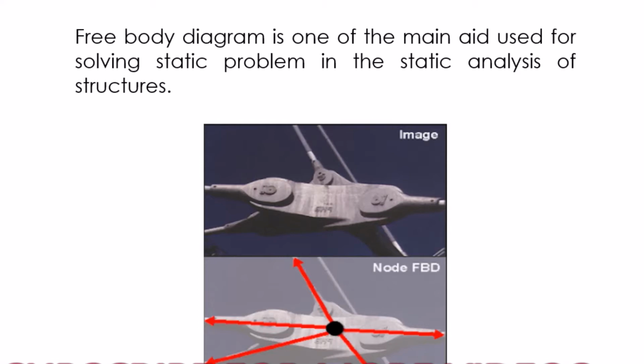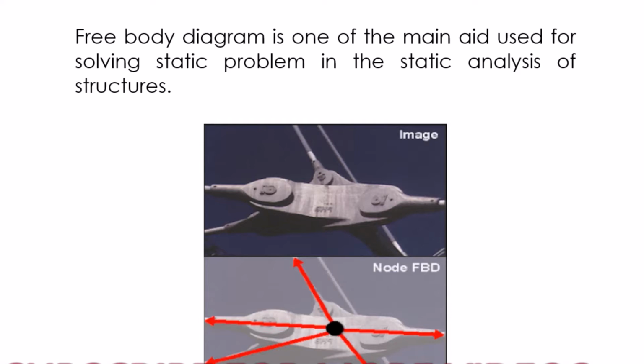Free body diagram is one of the main aids used for solving static problems in the static analysis of structures. Now, what is static analysis? It is the analysis of any particular body or structure when it is not in movement. So movement is not there. If we consider the movement of a particular body, that comes as dynamic analysis.